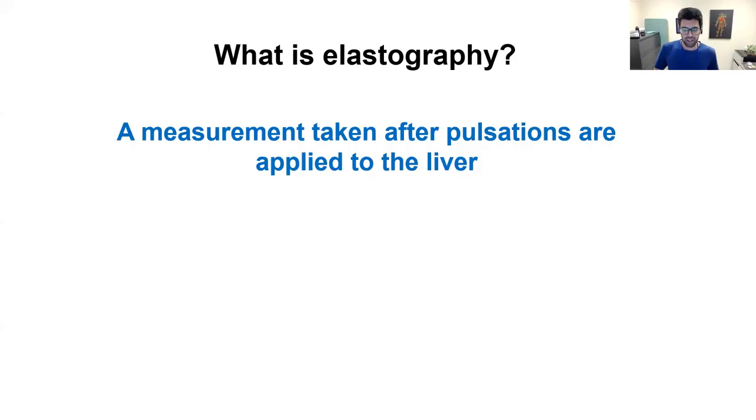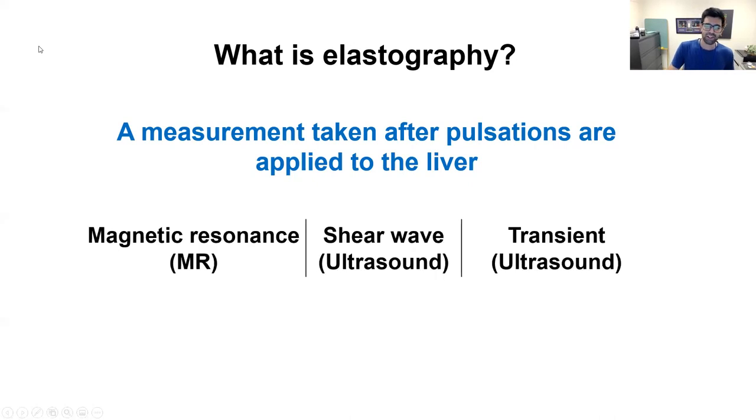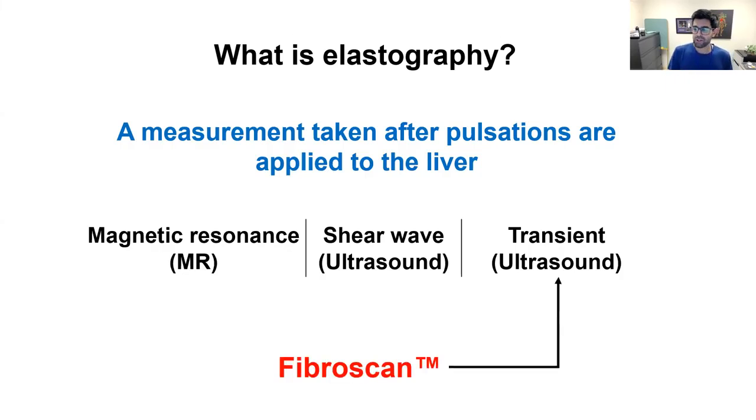So it's a measurement taken after pulsations are applied to the liver. And the reason that answer is vague is because they're actually different types. You have magnetic resonance, shear wave, and transient. So clearly this is very complicated. FibroScan is transient liver elastography. I won't be talking about shear wave or MR, mostly because I have no idea what they are, and we don't use them here.